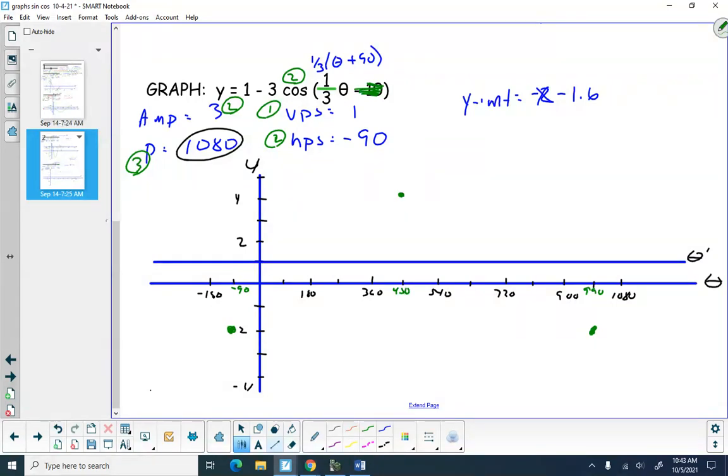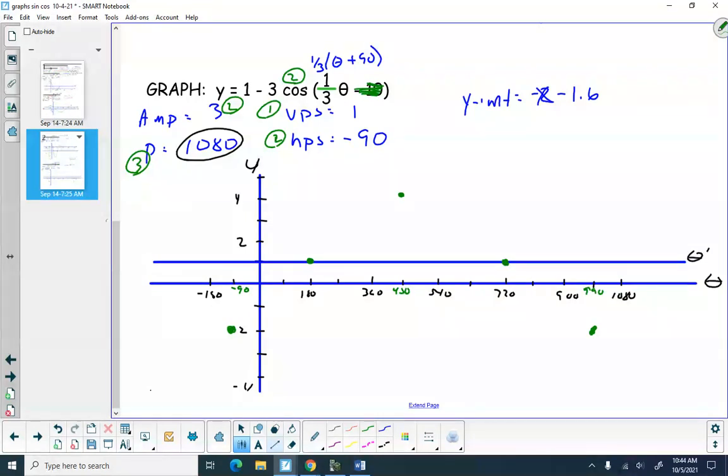Between a peak and a valley, we'll be on the prime axis. So -90 to 450, take the halfway point. And 450 to 990, take the halfway point, we'll be on the prime axis. So it should be at 180, I think. 180 is the first one. And the second one is where? 720 on the prime axis.